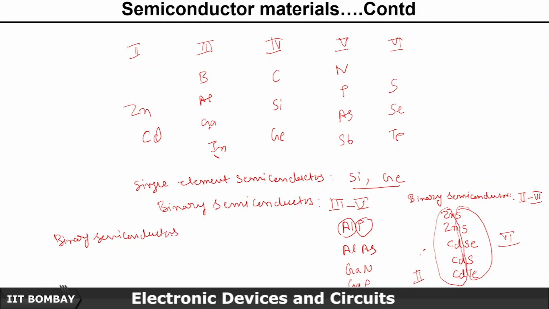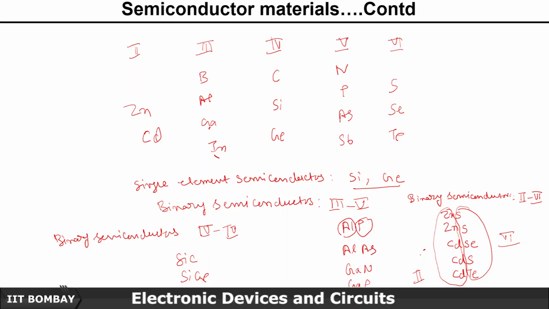both elements from group 4 only. They are just known as the group 4. So examples will be silicon carbide and silicon germanium. So these different materials have their own different applications due to their different properties.